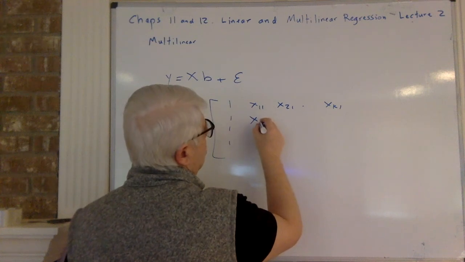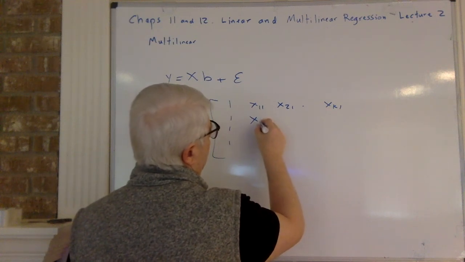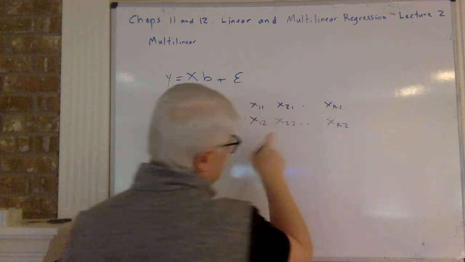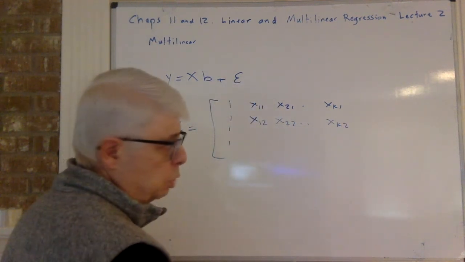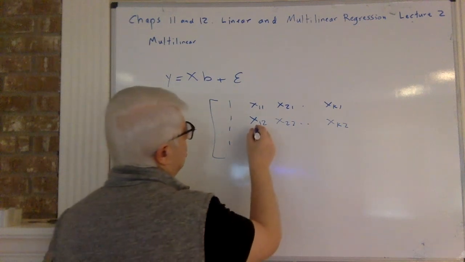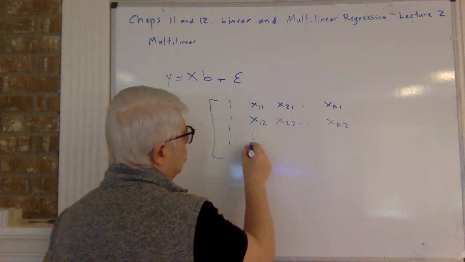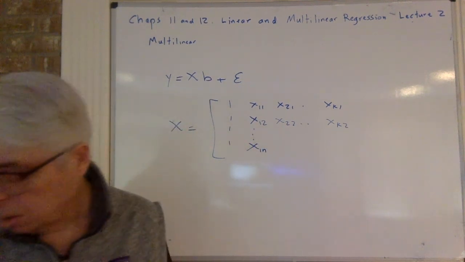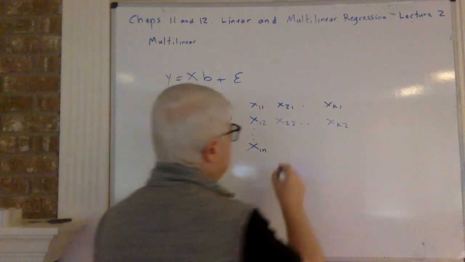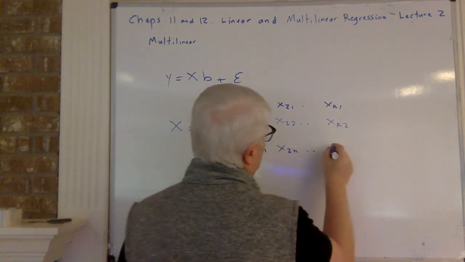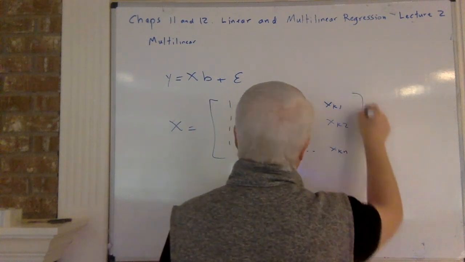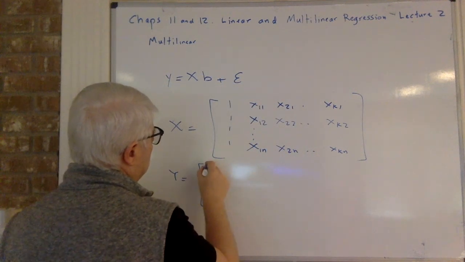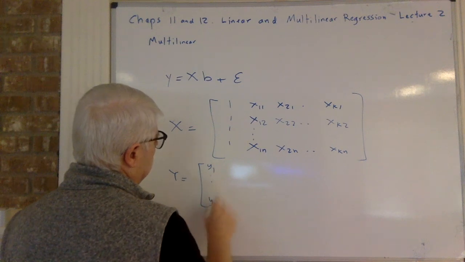The second row is 1, x1,2, x2,2 up to xk,2. And you see the indices are different from the indices we usually use for a matrix. But that's okay. That's the second student, and the last one will be x1n. Did we assume that it's n? Yes. x1n and x2n up to xkn. So that's the x. The y will be y1 up to yn.